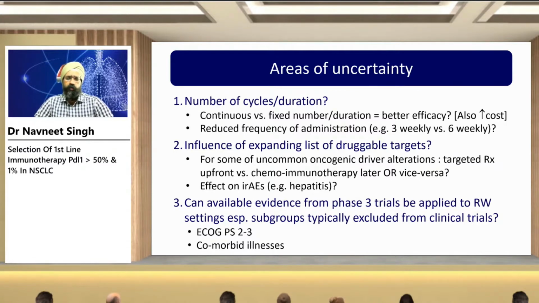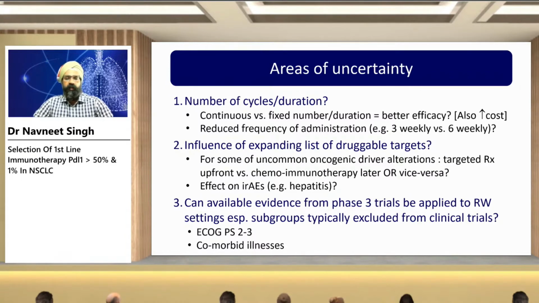And if you were to do such an approach, which means you use chemoimmuno early and use targeted therapy later, what is going to be the effect on the immune-related AEs? We know from the EGFR and the ALK experience that there is an unacceptable rise in IRAE hepatitis when you use targeted therapy later.